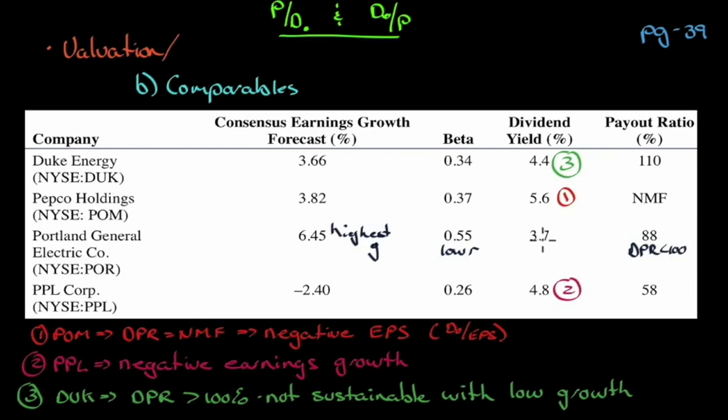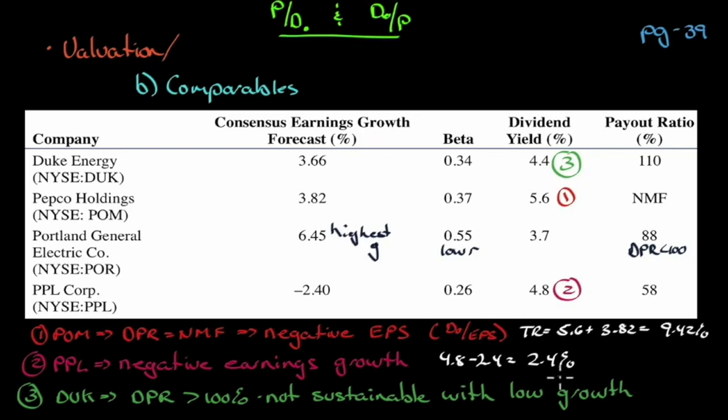But remember now, total return is our dividend yield plus our capital appreciation yield, and we've already seen before that our capital appreciation yield is our G, whatever we're growing at. So we can calculate a total return for each of these. What's the total return on POM? Number 1, TR will equal 5.6 plus 3.82, which gives us 9.42%. And PPL, which is at the bottom, gives us 4.8 minus 2.4, which is 2.4%.